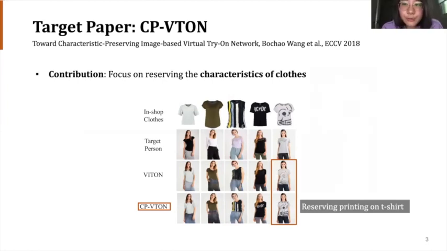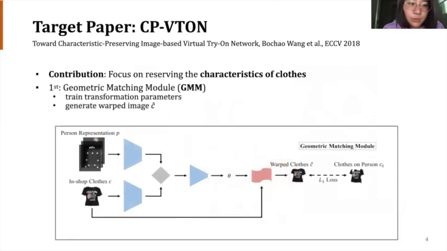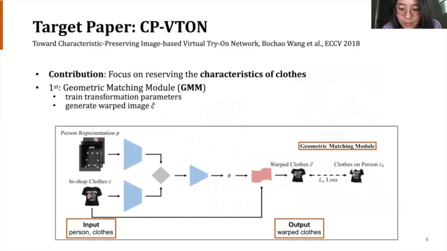In order to get a higher resolution of the target clothes, it proposes a two-step network. The first network is the Geometric Matching Module, GMM. It trains transformation parameters of the clothes. The Geometric Matching Module network's input is person and clothes, and the output is warped clothes, changed properly to fit the person.